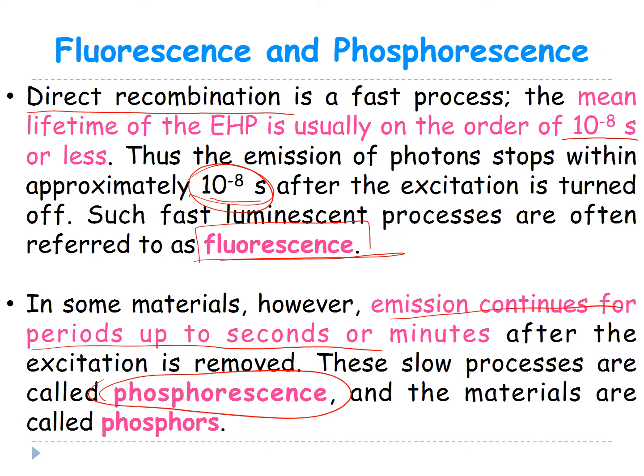So how can we make a semiconductor into a phosphor? How do we make phosphors? Because in both cases, these are all direct gap semiconductors. So what distinguishes a phosphorescence material from a fluorescence material? That's what we are going to look at in the following slides.